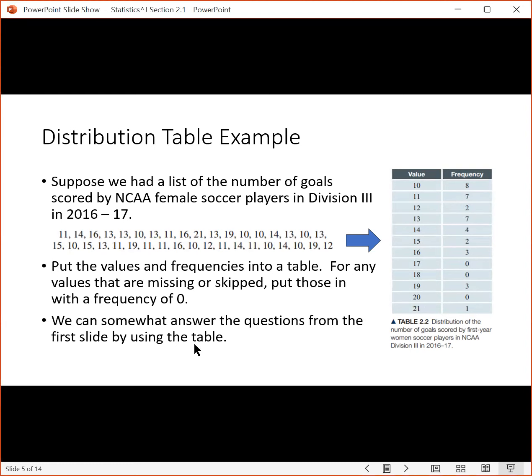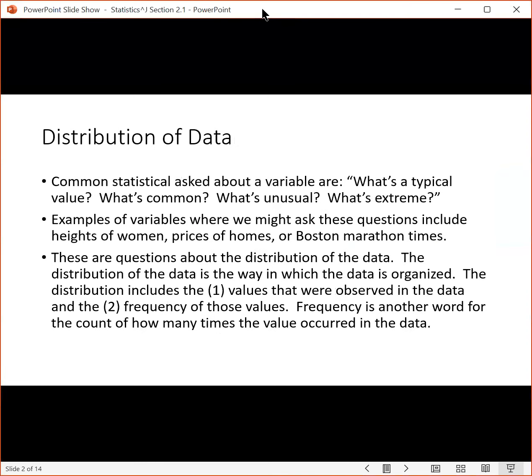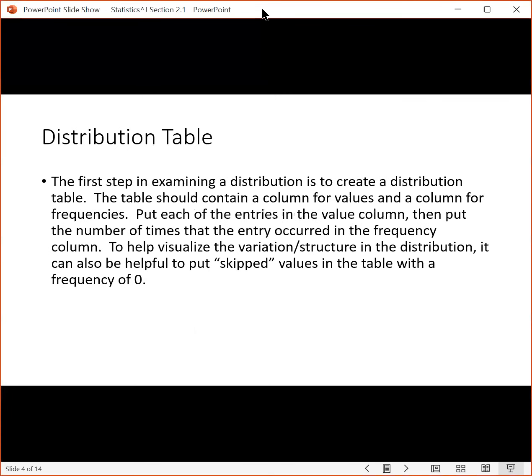What can we do with a distribution table? We can try and answer those questions back on the first slide. So let's jump back to those and just take a look at them. All right, so what were those questions? What's a typical value? What's common? Those are kind of the same thing. What's unusual? And then what's extreme?